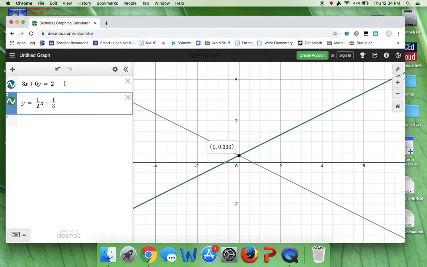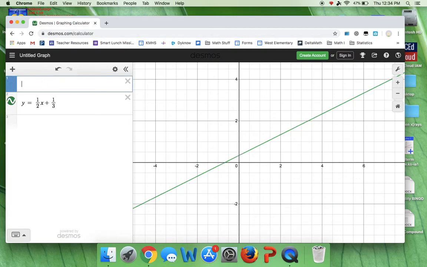So you can definitely put in standard form. You probably can put in any kind of equation here. It doesn't even matter what form it's in. I bet you it will graph it. Yep, look at that. It will graph any equation in any form. That is awesome. So you don't have to worry about solving for y. Desmos is an awesome tool to use to check your work.